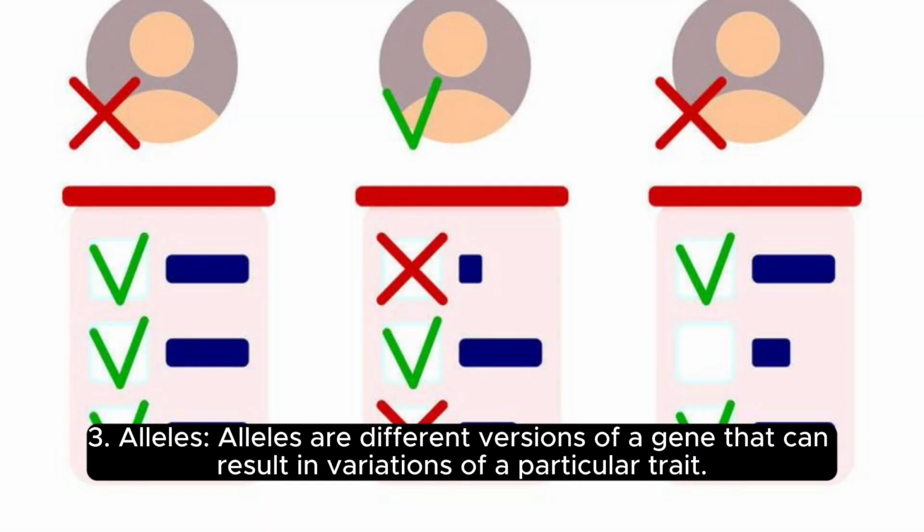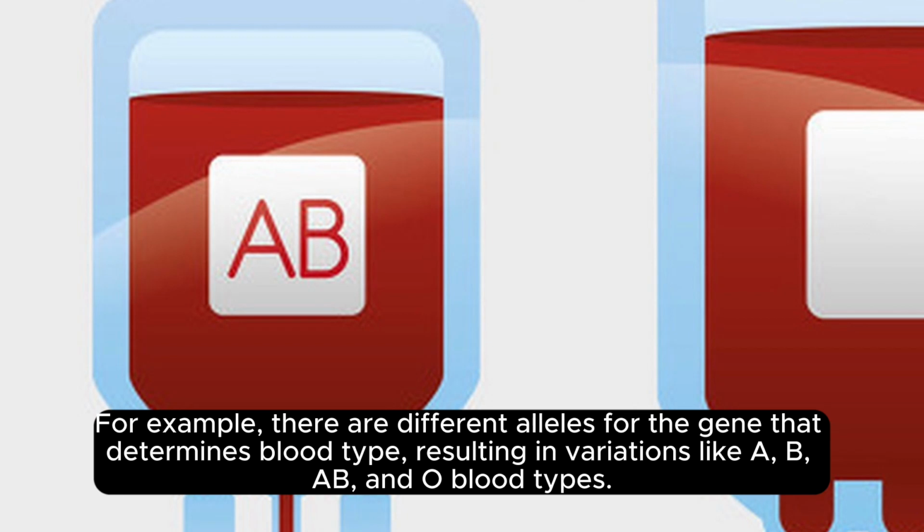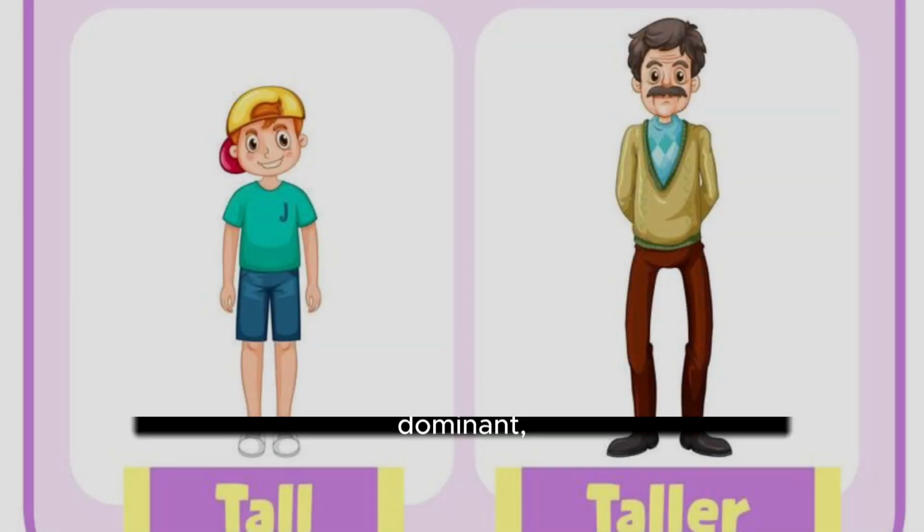3. Alleles. Alleles are different versions of a gene that can result in variations of a particular trait. For example, there are different alleles for the gene that determines blood type, resulting in variations like A, B, AB, and O blood types.